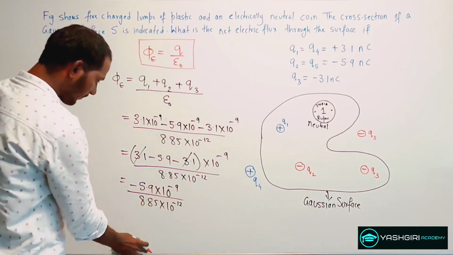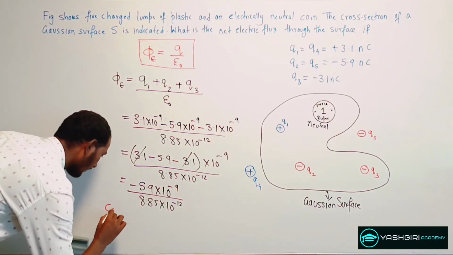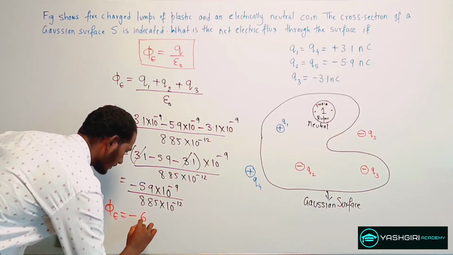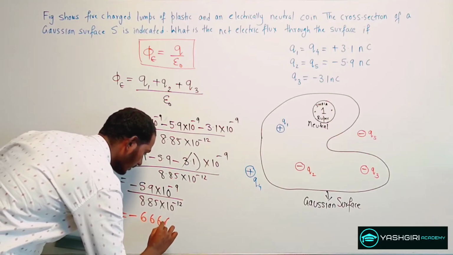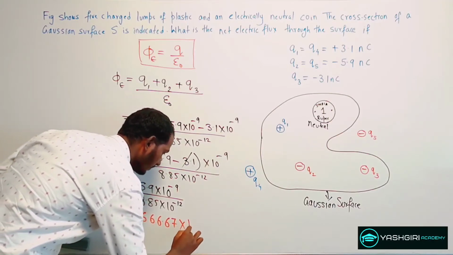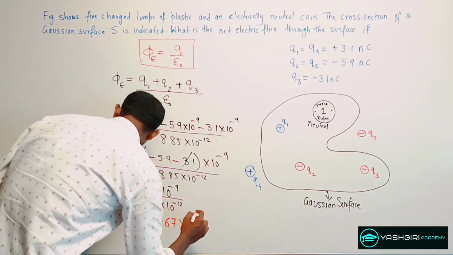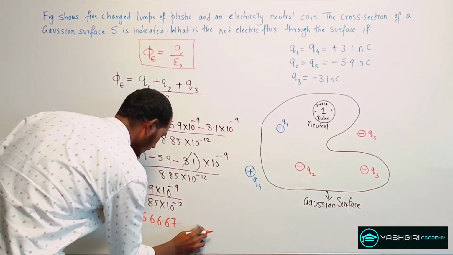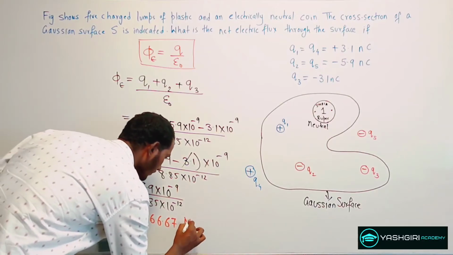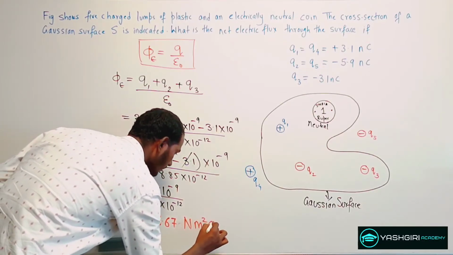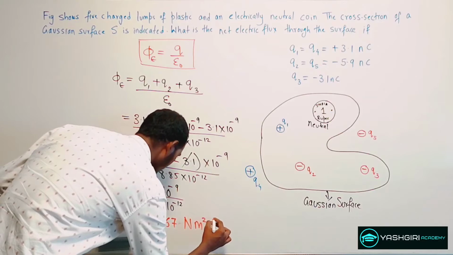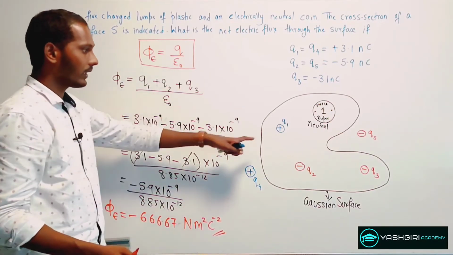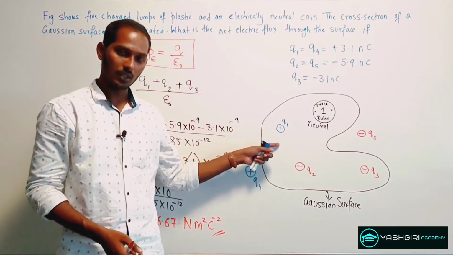The phi of E will be equal to minus 666.67, that is minus 6.6667 into 10 to the power 2, Newton meter square per coulomb. So that's the answer that you will be getting, the total electric flux through this Gaussian surface.